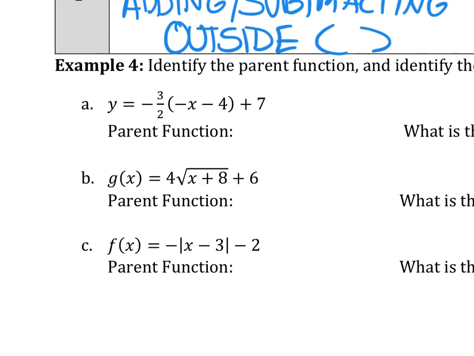So letter A, first we need to identify what is the parent function of this equation here. Linear, because there's no squared, so it's not quadratic, there's no square root symbol, so it's not square root, and there's no absolute value bar. It's just a plain old x with nothing fancy happening, so this is a linear function.